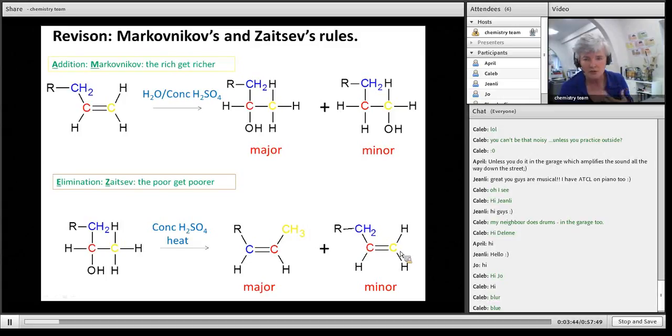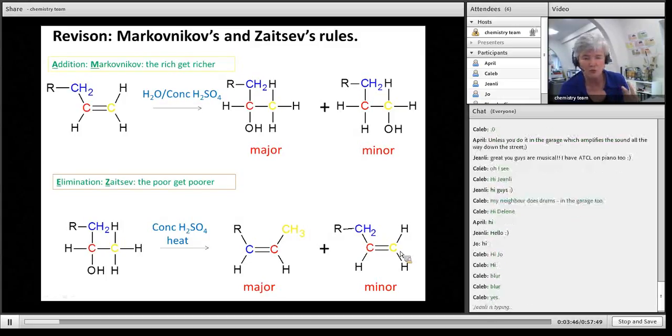So do you think you've got those two rules clear in your head? It will come up in various things, but mainly reaction schemes.